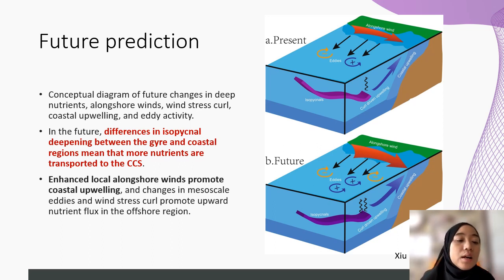So also in the future, they predict that they will have enhanced local longshore winds that promote more coastal upwelling, and changes in the eddies and wind stress curl that will promote more upward nutrient flux in the offshore region, in the study by Xiu et al. 2018. This study supports Bakun's hypothesis in 1990, where Bakun said global warming will make upwelling more intense.